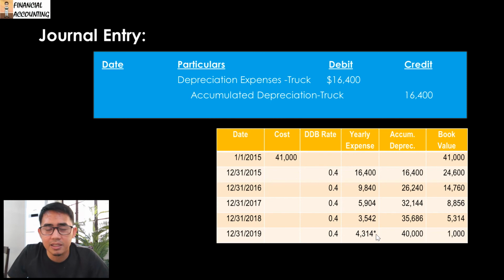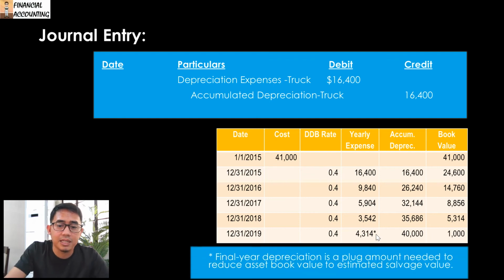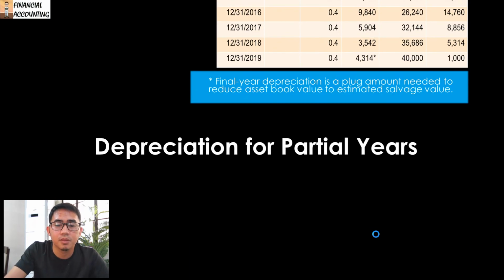There are assets like that wherein in the first year you are actually getting the most of its usefulness, and in the second year it is decreasing, then the third year, and so on. So in the first year we have the biggest amount of depreciation. Okay, so this is the double declining method.